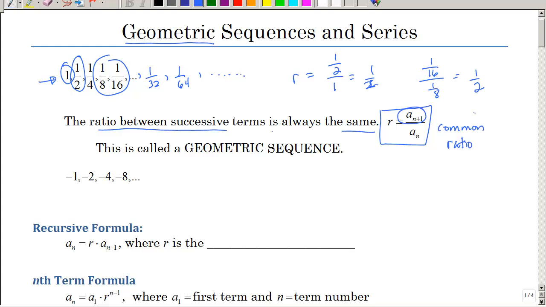We had the common difference in arithmetic sequences. Here we have the common ratio. You could also look at it as what are you multiplying by to get to the next term.